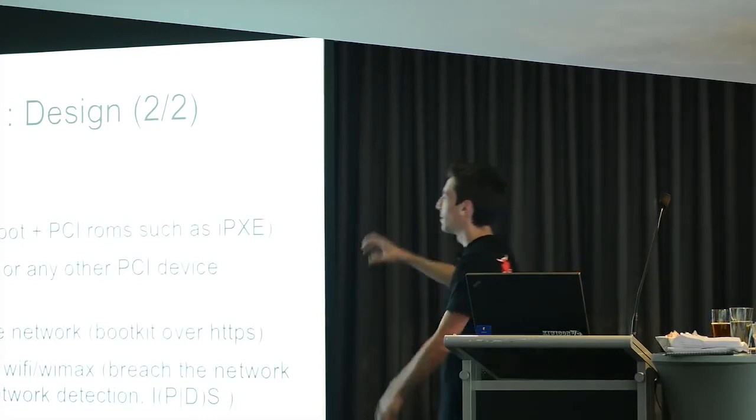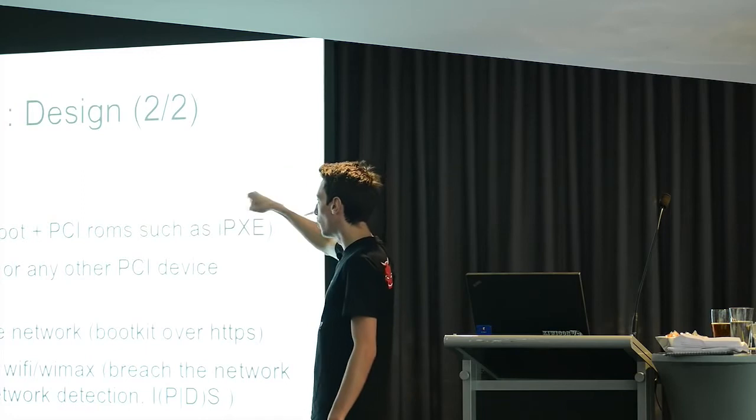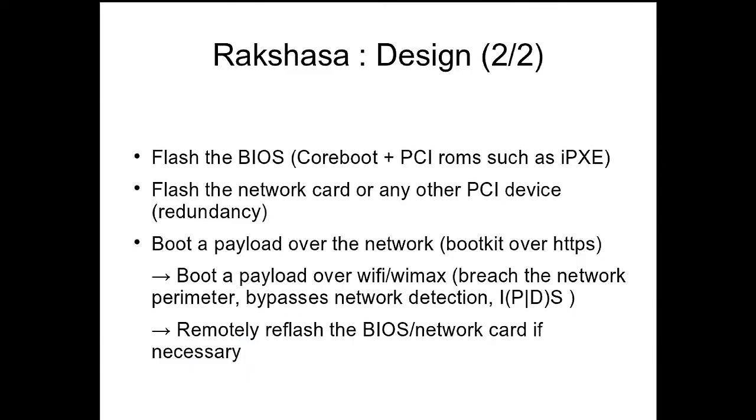So it's going to work like this. We're going to flash the BIOS with Coreboot, and all embedded PCI runs inside the big firmware for the BIOS. Since we want redundancy, we're also going to flash the PCI firmware inside the network card, so that even if the user somehow upgrades his BIOS and stuff like that, we're still on the box. We still own the network card. So unless you flash your BIOS and your network card at the same time, we're there forever.